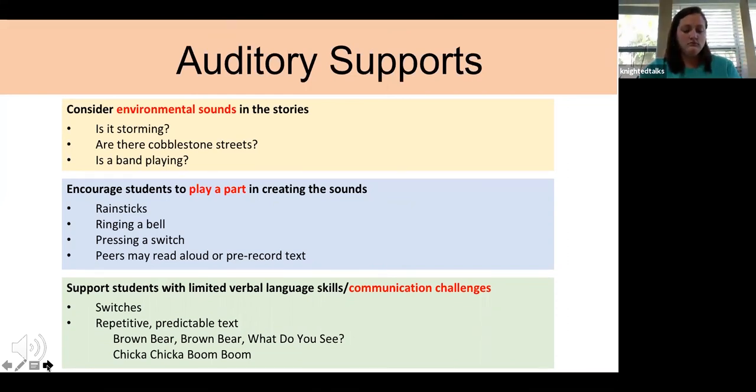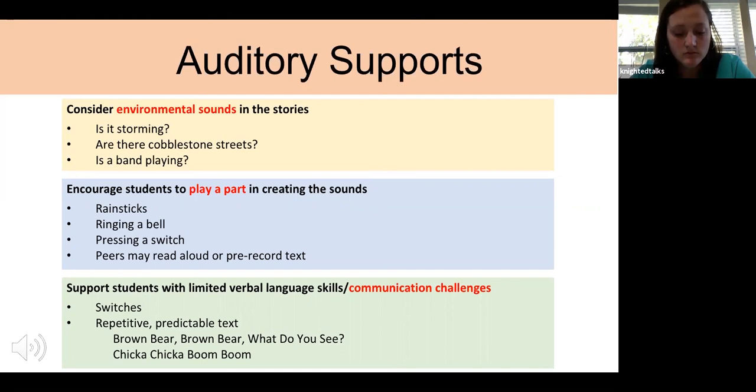Let's move to the blue part in the middle. Encourage students to play a part and have a role in creating the sounds. So maybe they press the button, or maybe you create a rain stick with them. Maybe you're talking about the jungle or even a band, and then it's their turn to move their rain stick or to ring a bell. Or maybe we talked about switches briefly, where a child can push down and it might say a sound. So maybe they press a switch, or they might have a peer or somebody else read it aloud, or you might have another child pre-record the text.